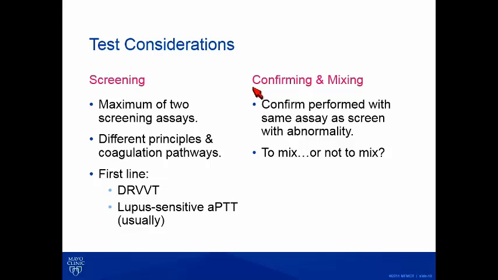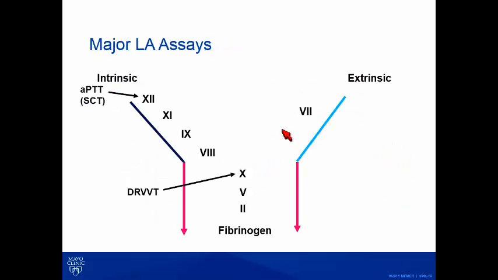In terms of the confirming, demonstrating phospholipid dependence, and then the mixing steps, the confirm and mix steps, if you're performing them, should be performed on the same assay that was abnormal in the screening test. So if your PTT was abnormal, but your DRVVT was normal, you wouldn't go on and do your DRVVT confirm and your DRVVT mix and omit further testing of your PTT. And then the mix or not to mix, that is a question, but not a question for today.